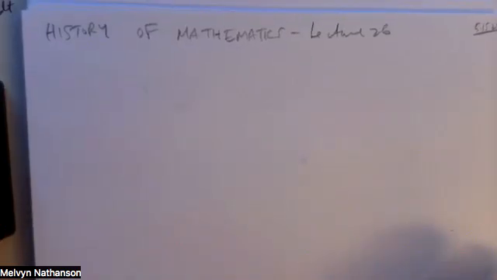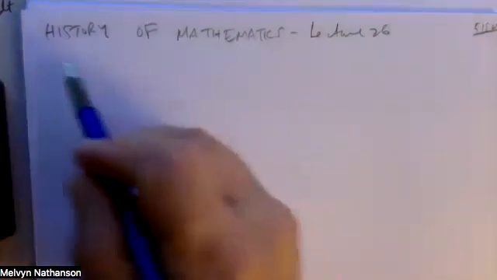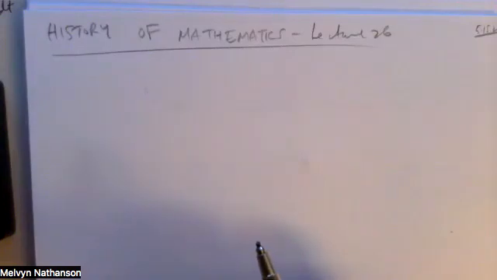So, History of Mathematics, Lecture 26. And it's the last class. We have the final exam on Monday at 8:30 in the morning, Gillette Hall, room 205.